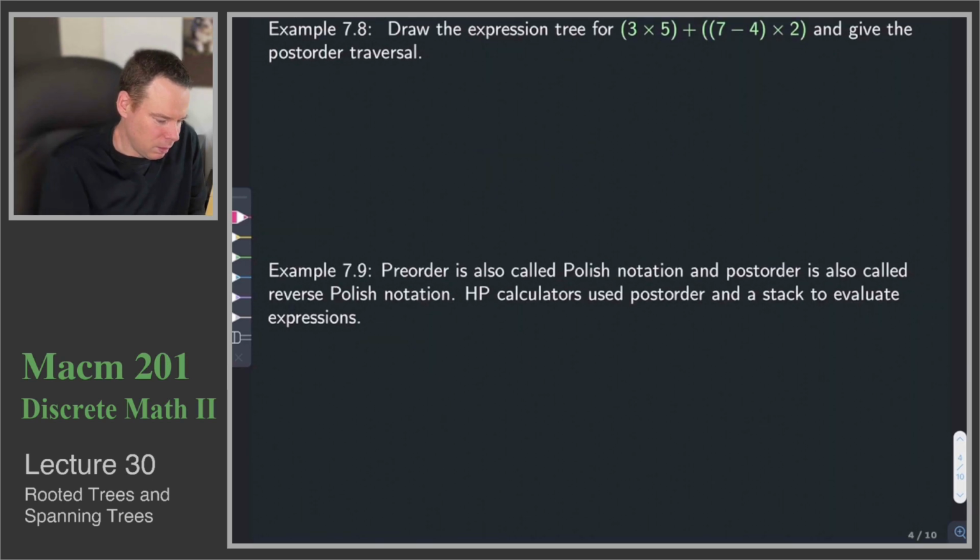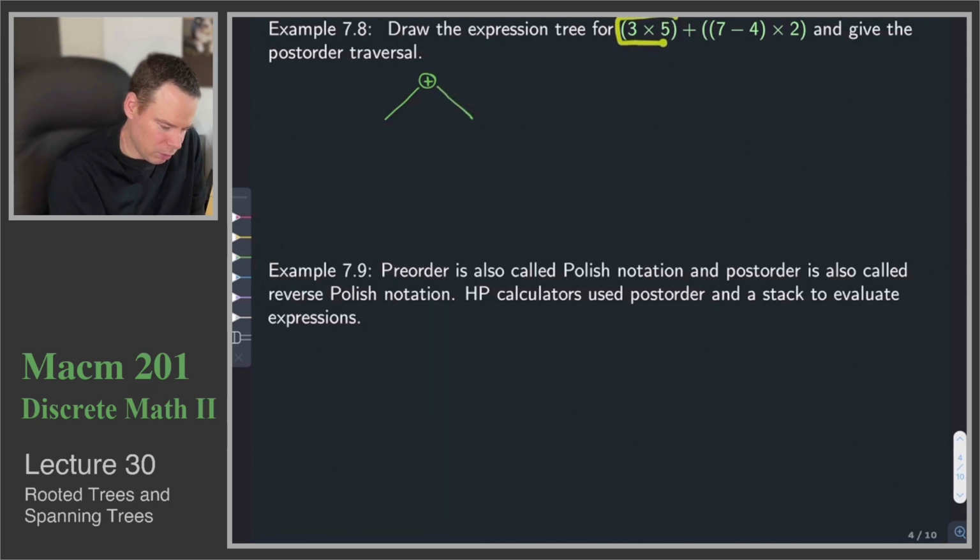So let's look at another example. So in this case, we want to draw an expression tree for this arithmetic expression. And then we want to give the post-order traversal. So what does it mean to draw an expression tree? Well, what we're going to do is we're going to draw a tree where the operations get done on the children nodes. So for example, if I look through this expression, I see that what I'm doing is I'm adding together two things. So the very last operation I'm going to do is an addition. So we have addition being done on two smaller expressions.